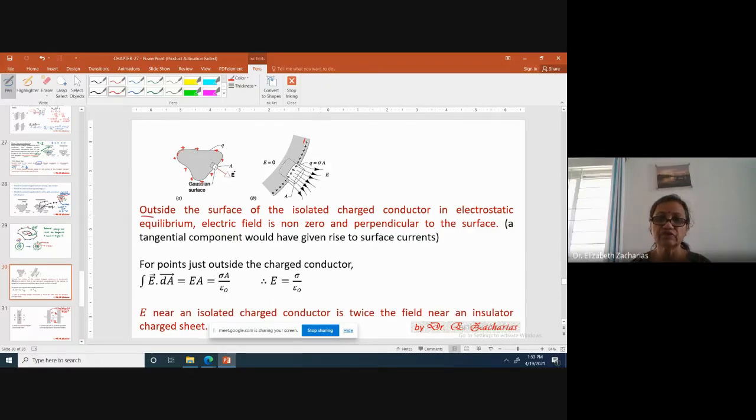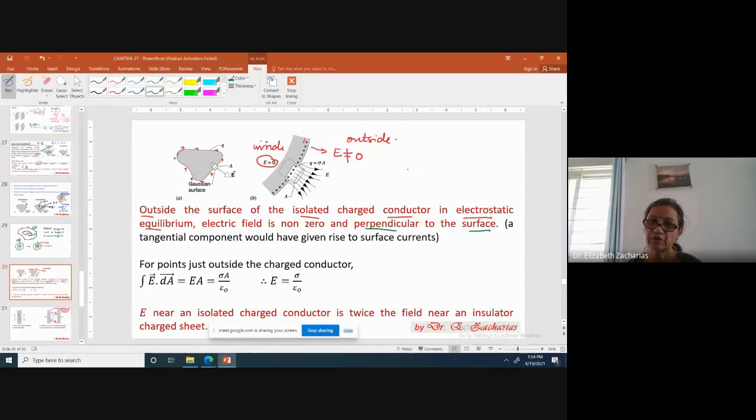Outside the surface of the isolated charged conductor in electrostatic equilibrium, electric field has to be non-zero outside. Inside it will be 0, but outside it will not be 0. That's one thing. Next thing is, not only it is not 0, the electric field also will be perpendicular to the surface of the conductor at every point.